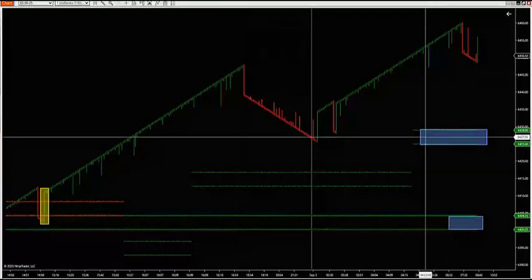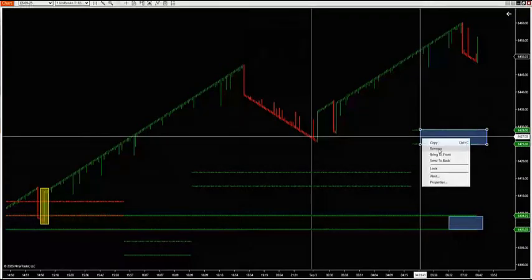So you have a big heads up on these zones. Very leading. That's how we do confluence.